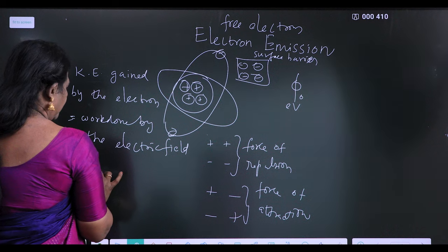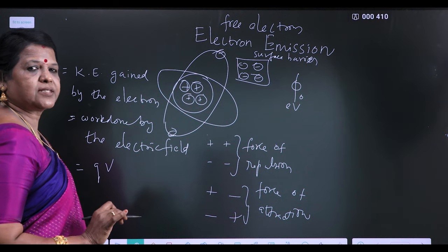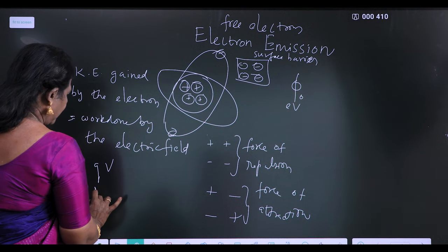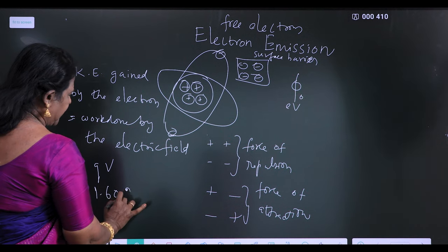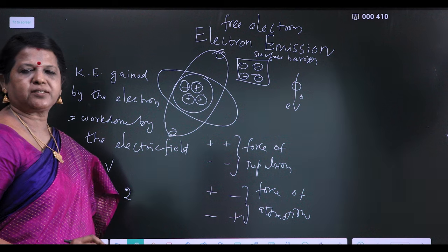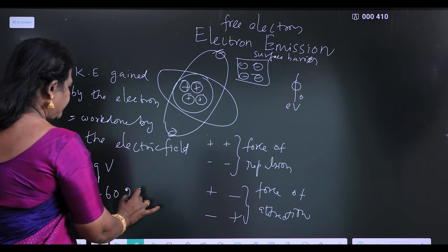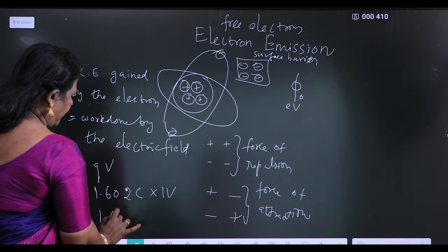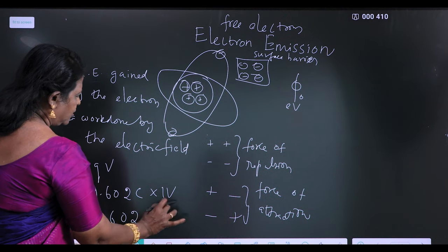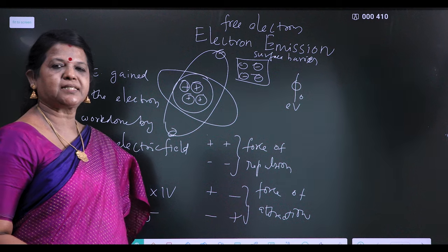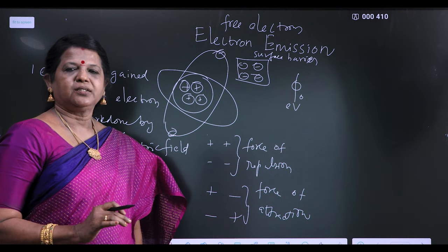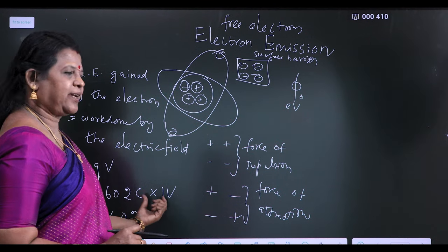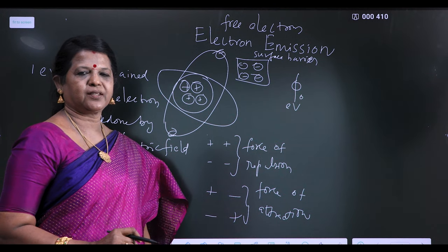Work done by the electric field is equal to Q into V. Q is the charge, V is the potential difference. Q value is equal to 1.602 times 10 to the power minus 19 coulombs into 1 volt, which is equal to 1.602 times 10 to the power minus 19 joules. So 1 electron volt is equal to 1.602 times 10 to the power minus 19 joules.